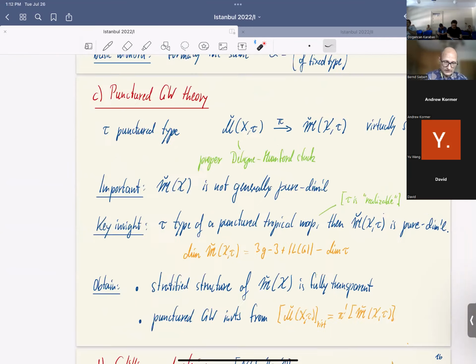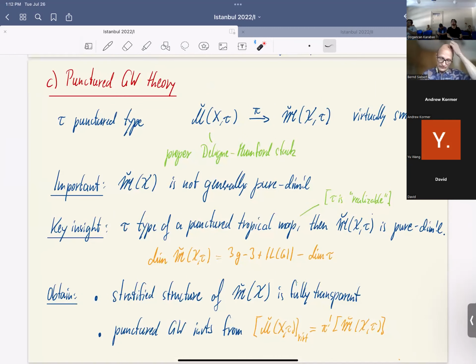So in the end, after some modifications of the theory, everything works out beautifully. We have a nice base change, the base space, the moduli space M of curly X, that has a fully transparent stratified structure in terms of types. And you can get punctured Gromov-Witten invariants by doing a virtual pullback from these pure dimensional strata that correspond to realizable types.